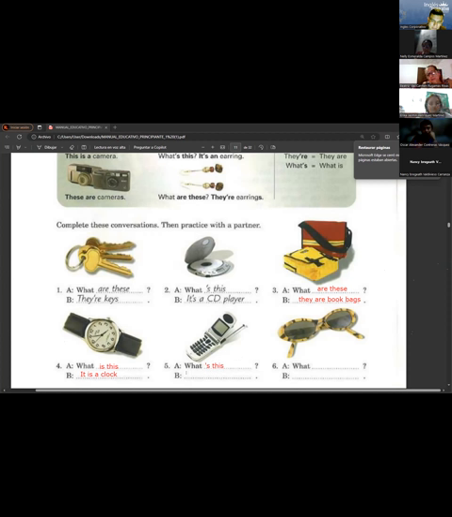Okay, this is a cell phone. It is a cell phone. Okay, aquí vamos a contestar, este es un celular. O también podemos contestar, it is a cell phone. It is a cell phone or this is a cell phone. Okay. ¿Cómo sería la número seis? What are these? Sunglasses. Very good, muy bien.